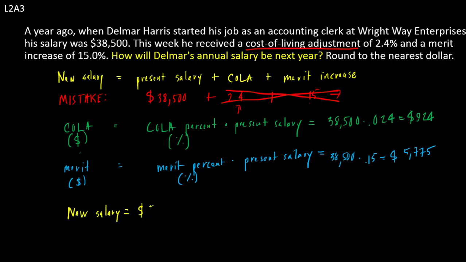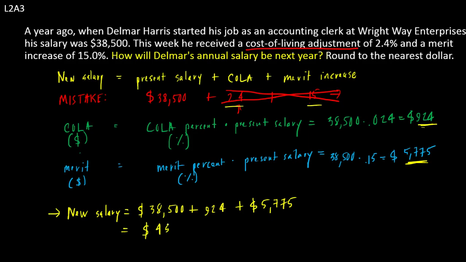So now going back to my new salary equation, my new salary is equal to my present salary plus that cost of living adjustment, which is $924, plus that merit increase of $5,775. Now, doesn't this look much more reasonable of a raise than what I had here, which was what, 39 bucks, right? So as we do these calculations, double check as you go that the numbers that you're seeing appear reasonable. So when I take the sum of these three, I find that his new salary is going to be $45,199, which is a pretty significant increase from $38,500.